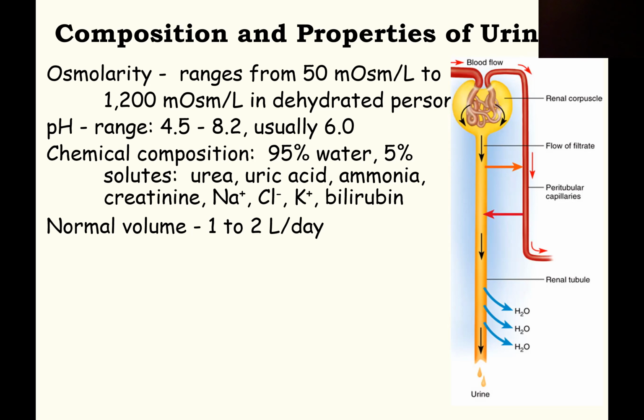Normal volume is 1 to 2 liters per day. So even though we filter out 150 to 180 liters, those other three processes are going to reduce that to 1 to 2 liters per day. Again, if you change your volume of consumption, that's going to alter your urine formation. If you don't drink much, then your urine formation is going to drop off, and it's going to be very potent. It's going to be very concentrated. The more water you drink, the better off you are, because you can flush out excess water.